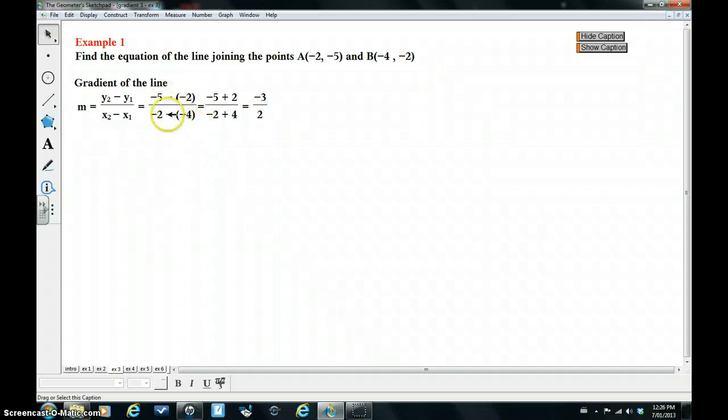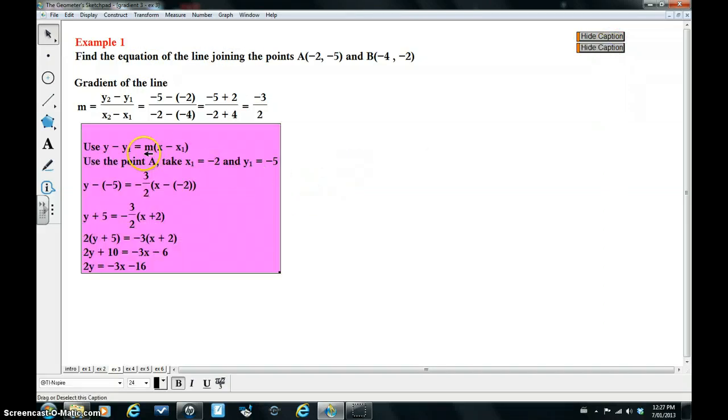Now be careful with the signs. You've got two minuses here, so minus 5 add 2 gives minus 3, and minus 2 add 4 gives plus 2. So the gradient is minus 3 over 2. Now, we haven't finished the question because we have to find the equation of the line. So I'm now going to use this new formula y minus y1 equals m times x minus x1, which I introduced in the last tutorial.